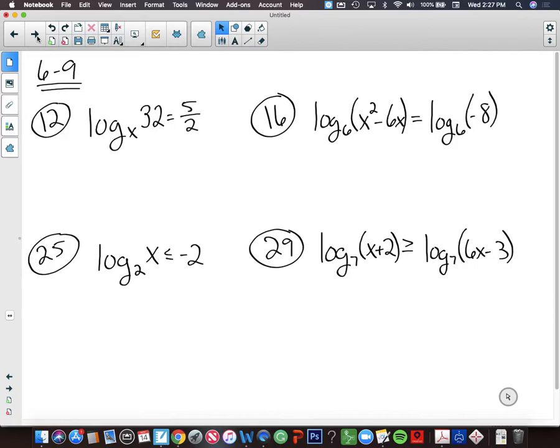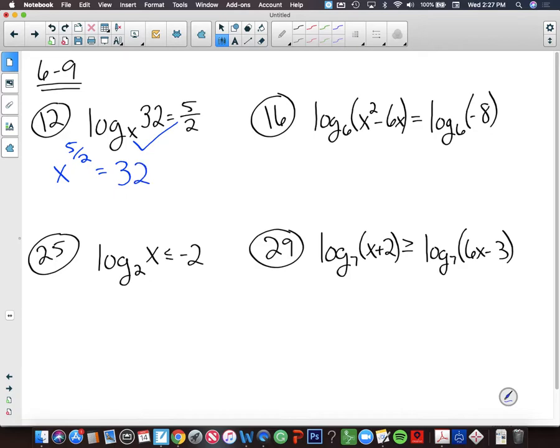So taking care of these ones. Number 12, I have log base x of 32 equals 5/2. You've got 2 options. You can take both sides to the power of x, or you can dab it. So I'm just going to dab it here. That gives me x to the 5/2 power equals 32.